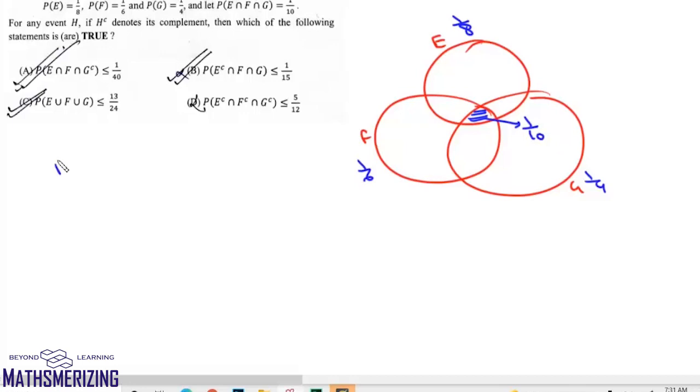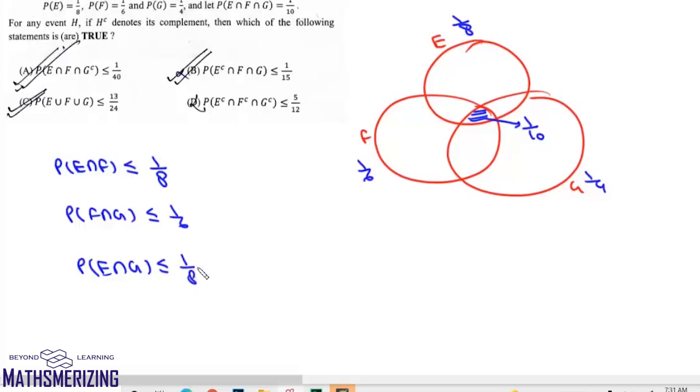Now we know that probability of E intersection F will be less than or equal to minimum of probability of E and F, and in between E and F the smaller value is 1 by 8, so it will always be less than 1 by 8. In the same way, probability of F intersection G will be less than the smaller value between F and G, which is 1 by 6, and the same way probability of E intersection G will be less than or equal to 1 by 8.